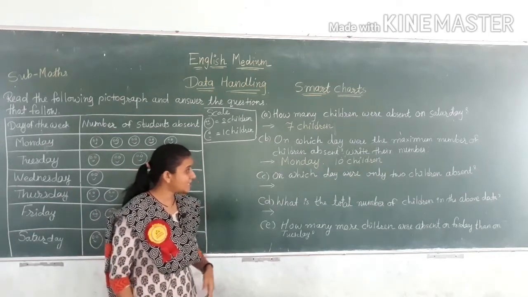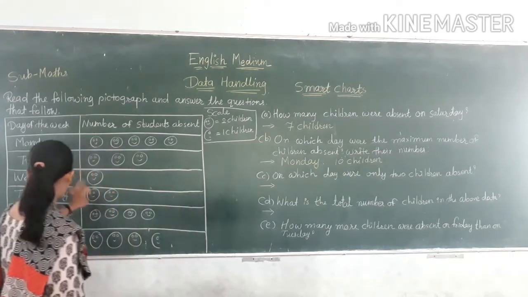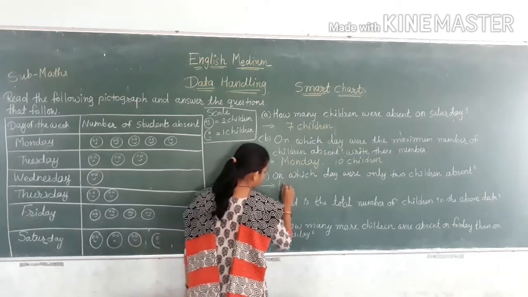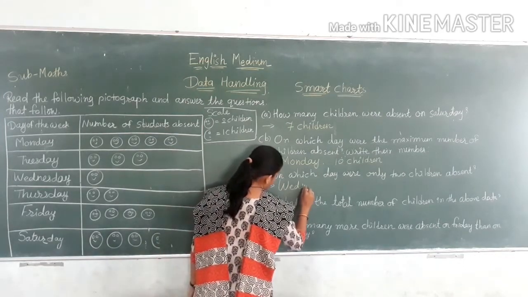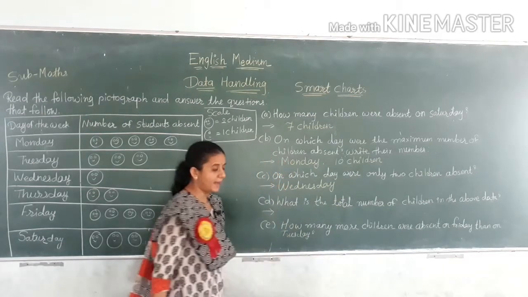Now, on which day were only 2 children absent? Wednesday. On Wednesday, only 2 children were absent.